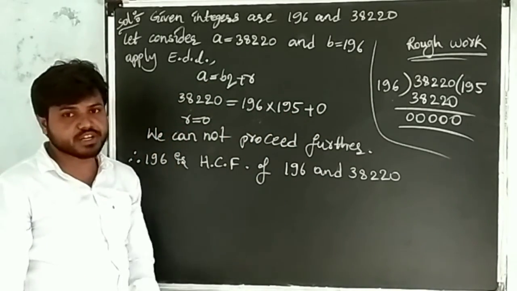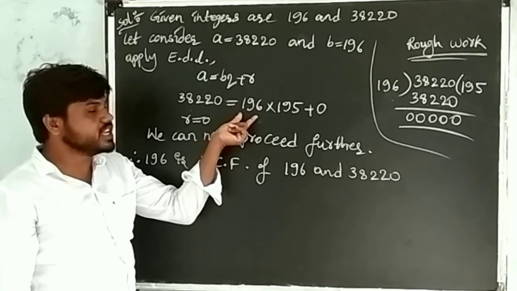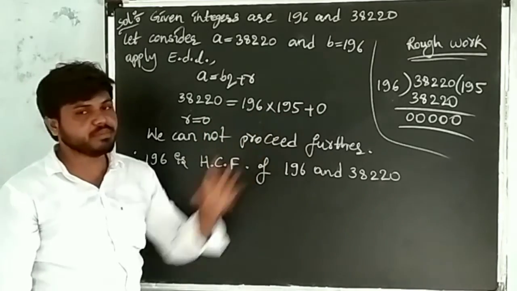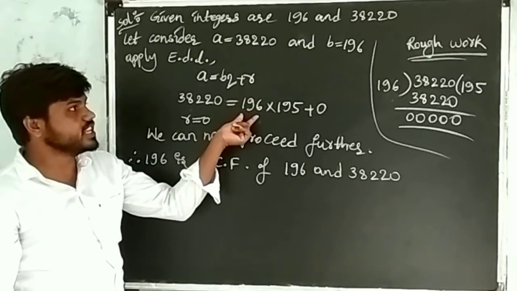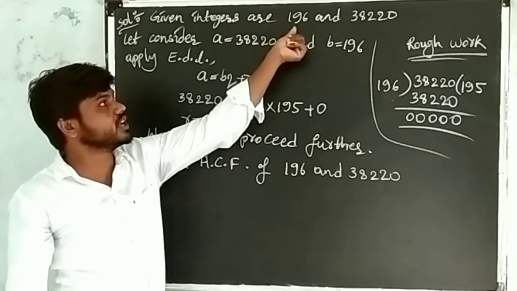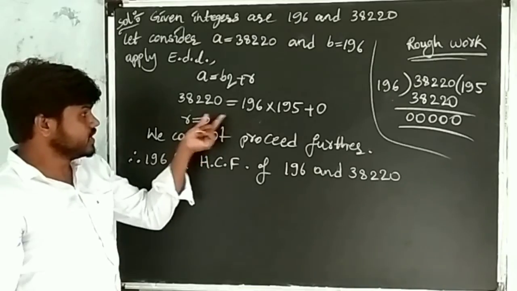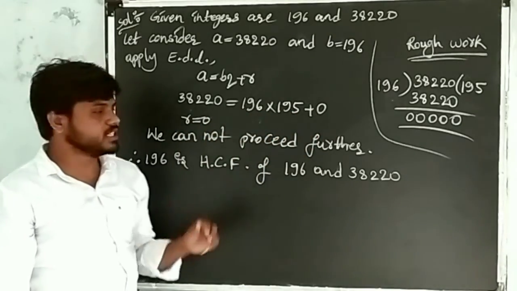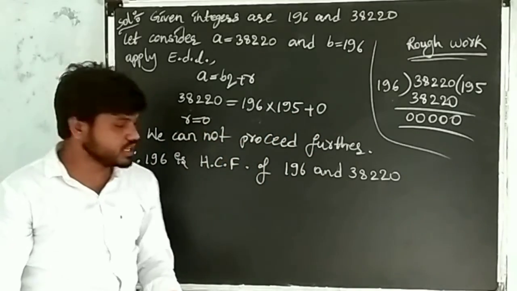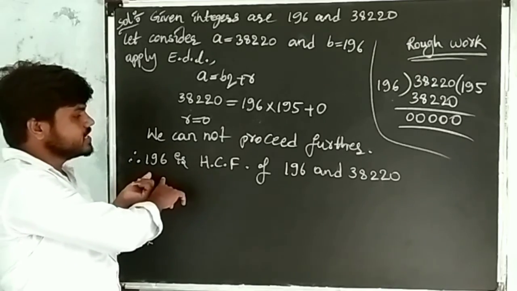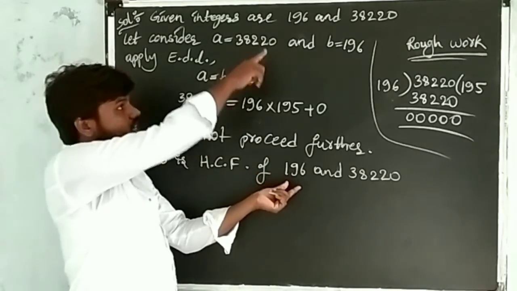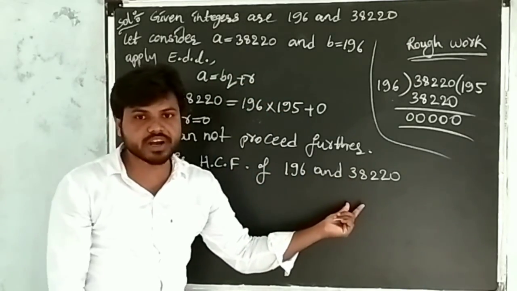Remainder is what here? 0. With the divisor 196 we are getting remainder 0. So this 196 will become the highest common factor of 196 and 38,220. With 196 we are getting remainder 0, so we cannot proceed further. Therefore 196 is the HCF of 196 and 38,220.